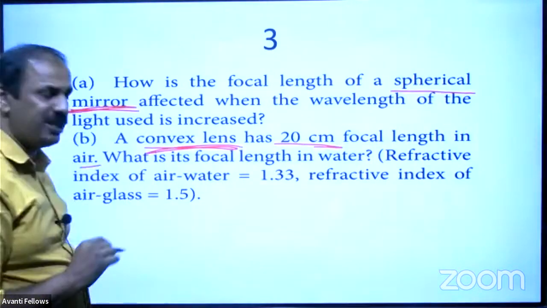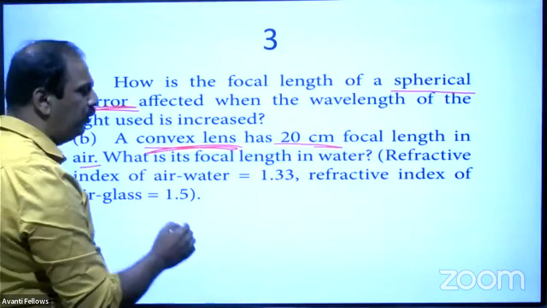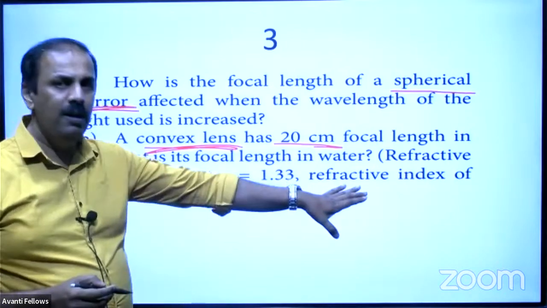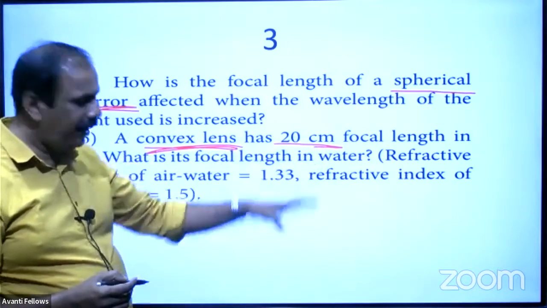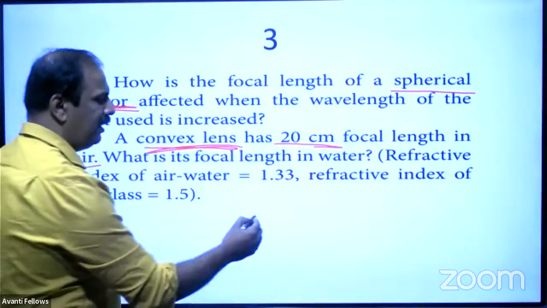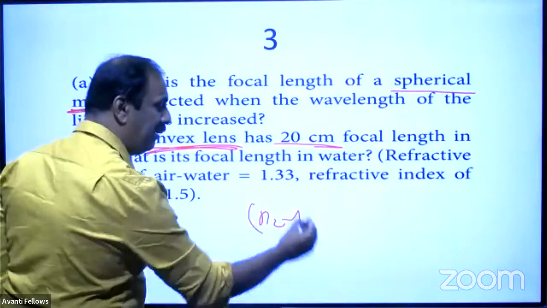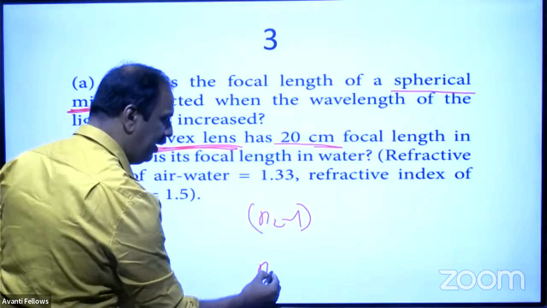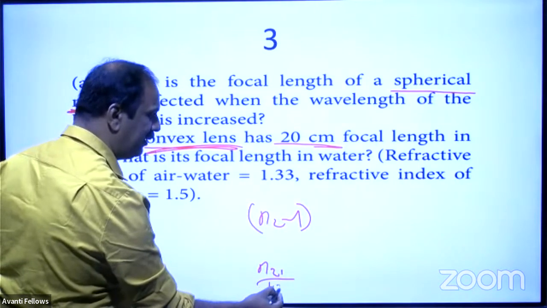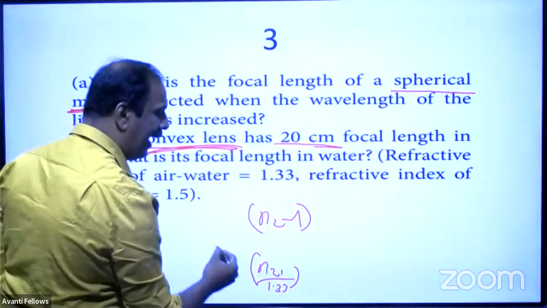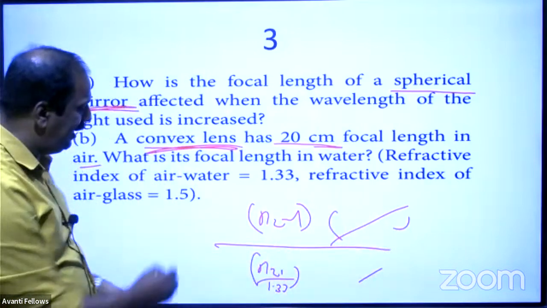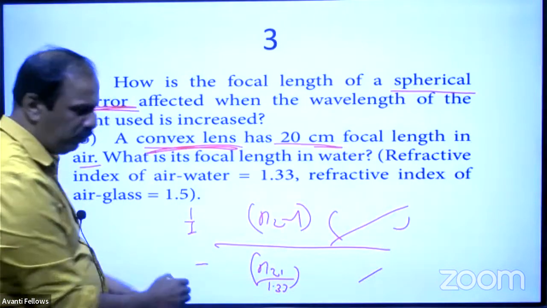As it is a lens, it will change. So what you have to do is write the lens maker's formula once for air, then write the lens maker's formula once more for water. So what is the difference here? (n21 − 1) will come in that equation. When you are writing the second one, it will be n21 divided by the refractive index of water, 1.33, that will come there. And the remaining everything will be the same, so whatever is coming in the bracket will get cancelled. Here 1/f1 will be there, here 1/f2 will be there. We will see the solution.